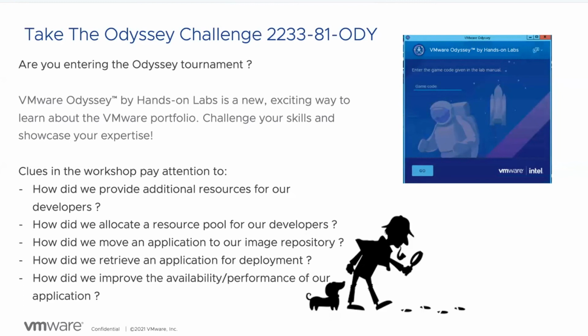How did we move an application? How did we take that application and put it in the image repository? Likewise, how did we retrieve the application from our image repository when we did our test of signed and unsigned? And then lastly, with our pet clinic application, how did we improve the availability and performance of the application? So think about those for your challenge.